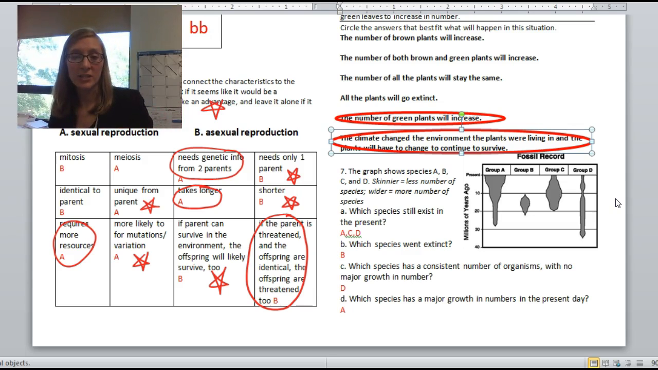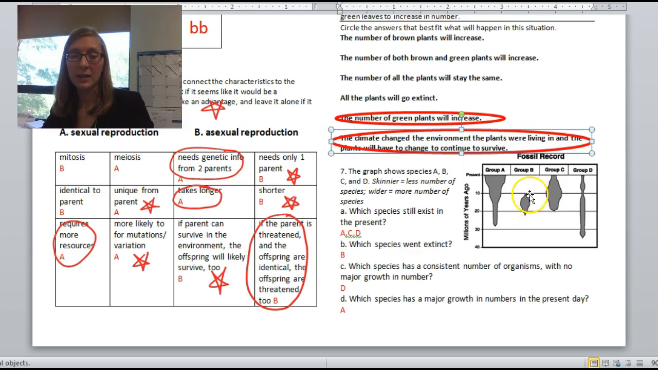So first, what species still exists in the present? So if you look here, the present is up at the top and millions of years ago, so it's older and older and older farther down. Which ones still exist in the present? Well, here's the present. Let's follow along. That's Group A, Group C, and Group D. Simple enough.